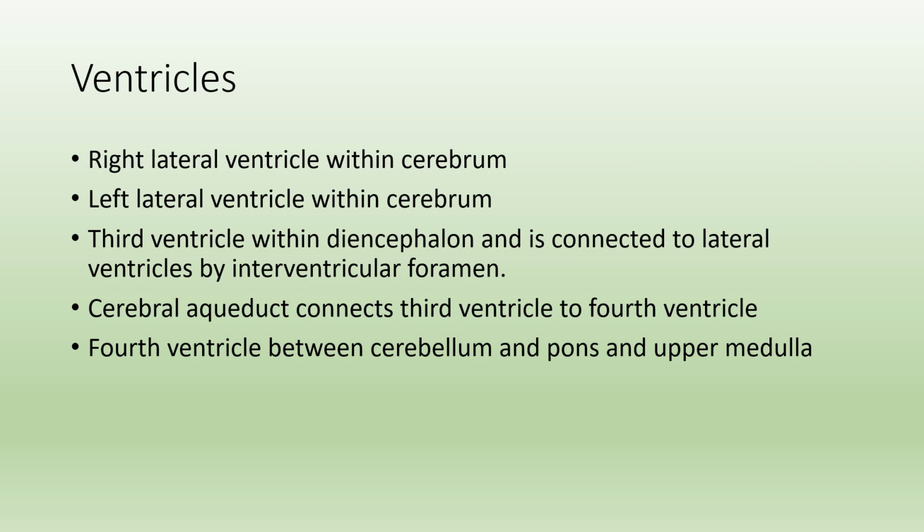The cerebral aqueduct connects the third ventricle to the fourth ventricle. So your four ventricles are the right lateral, the left lateral, the third ventricle, and the fourth ventricle. So for once, the names are kind of logical. The fourth ventricle is between the cerebellum and the pons and upper medulla.